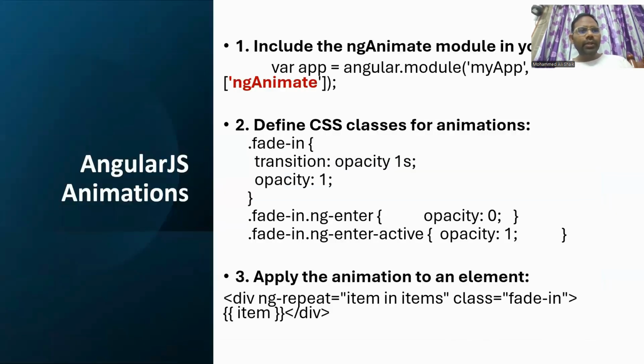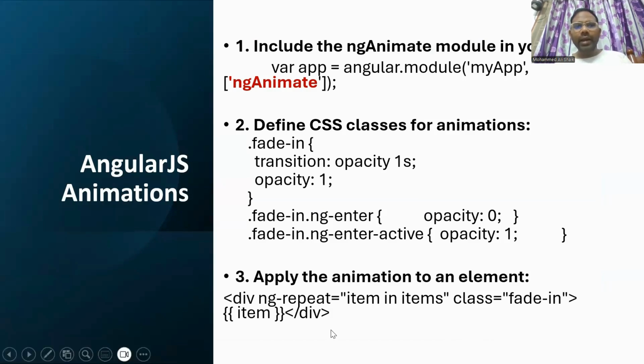So the next concept is AngularJS animations. Whenever we want to implement animations in our AngularJS, we can use ngAnimate. So what we are going to do here in AngularJS is include the ngAnimate module in our app, where app is equal to angular.module, myApp, and the dependency that we are going to associate with this one is ngAnimate. Okay, ngAnimate is going to get associated.